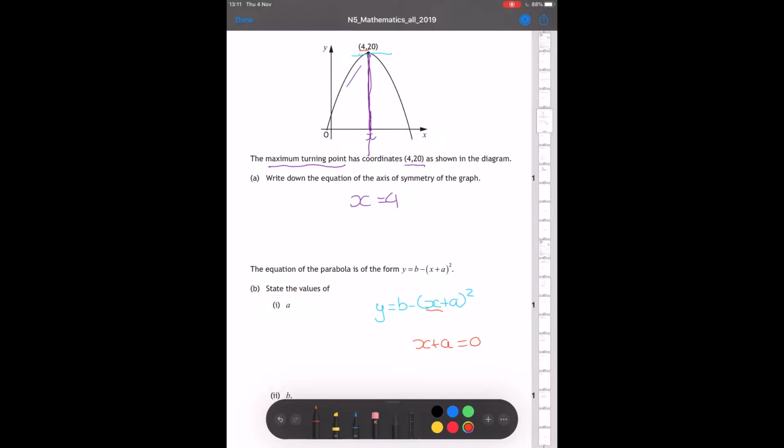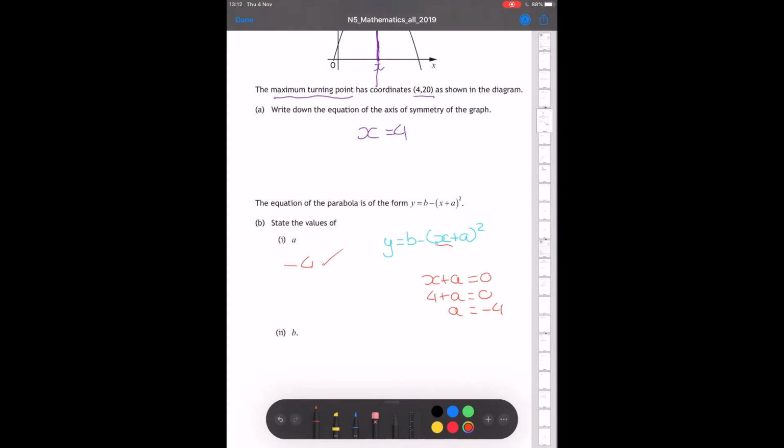So we know that x is 4. Why? Because the equation of the axis of symmetry is 4, and then up here is 4 as well, and they're just the same thing. So we know 4 plus a is equal to 0. So what's a? Well, guys, it's really simple. a is equal to -4. That's our answer, -4. Tick.